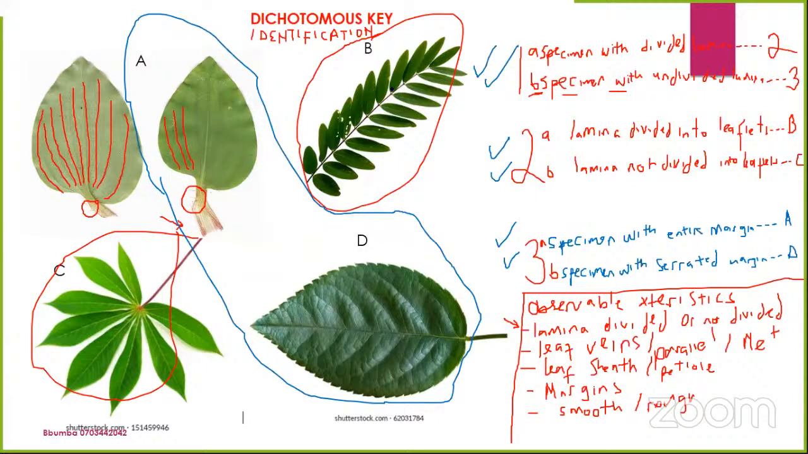Teacher, why did you say that specimen with divided lamina go to two and the specimen with undivided lamina go to three? Which two and which three, teacher? The two is the second couplet, and the three means the third couplet. We use this number one to compare two and three.